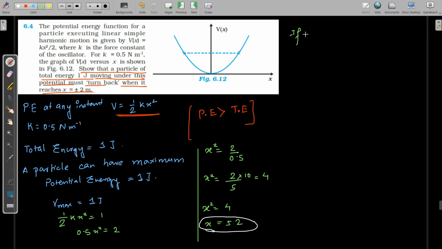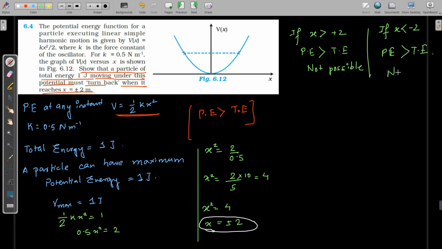If x is more than plus 2, what can be the potential energy? Can potential energy become more than 1 joule? Not possible. Potential energy becomes more than total energy? Not possible. Similarly, if x is less than minus 2, potential energy becomes again more than total energy? Not possible. So the particle has to remain within which two portions?